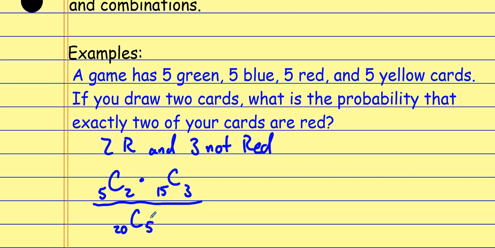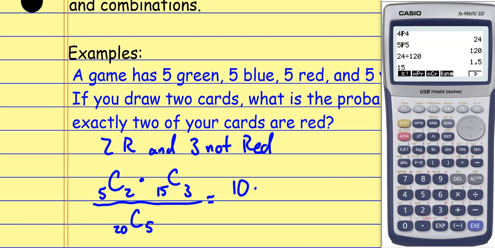So again, that numerator is what I want. I have to think about the combinations for getting what I want. The denominator is more like what is actually happening, and what's actually happening is there's 20 cards and I'm picking 5 of them. And now once again, this is a job for my calculator. This guy gives me a 10. The rest of these, I'm going to use the calculator to do it.